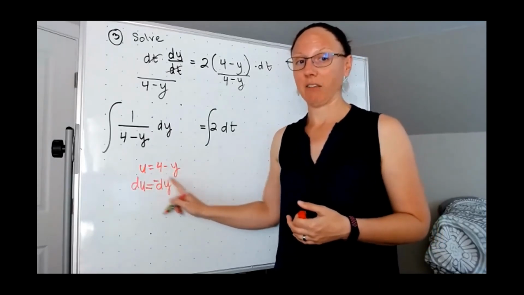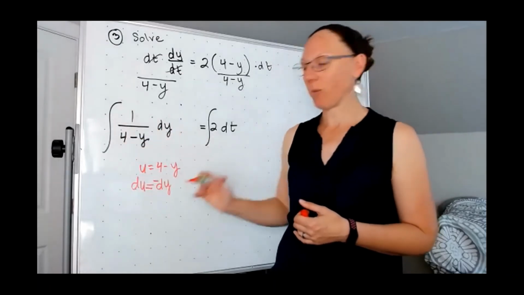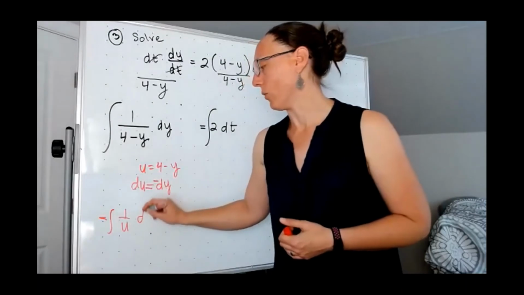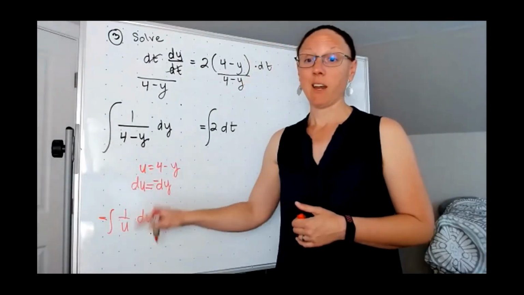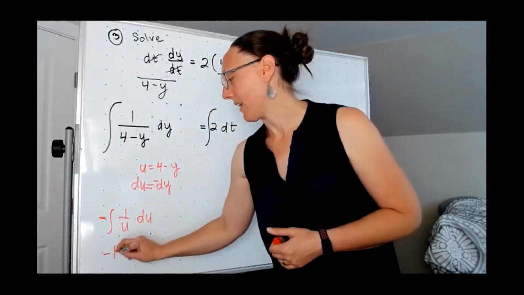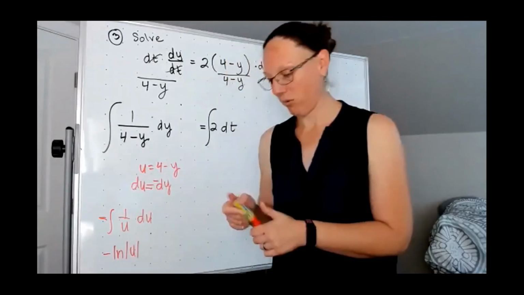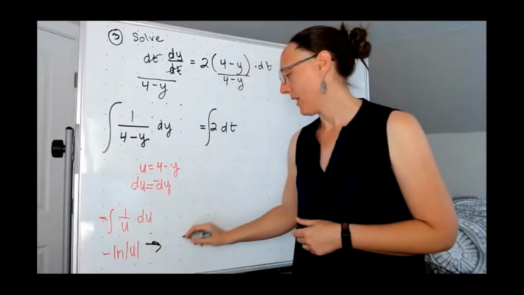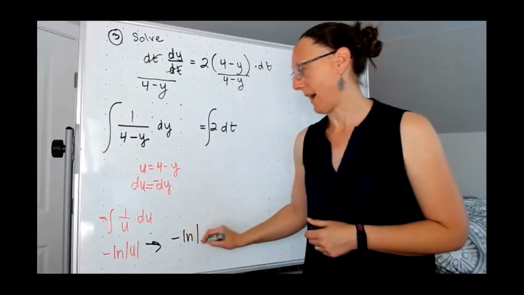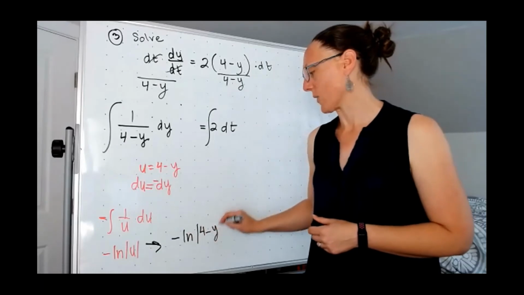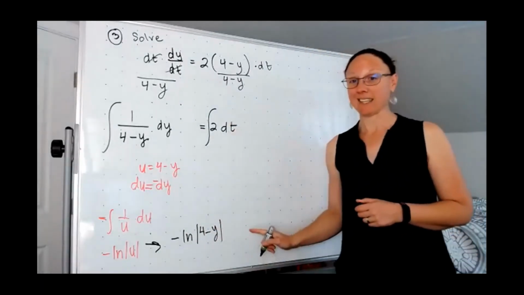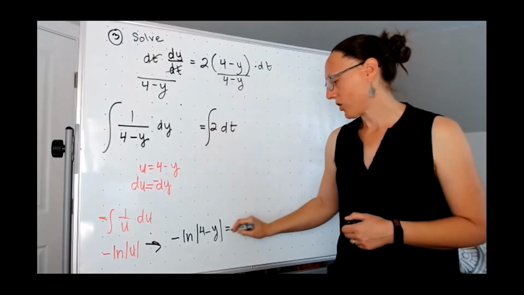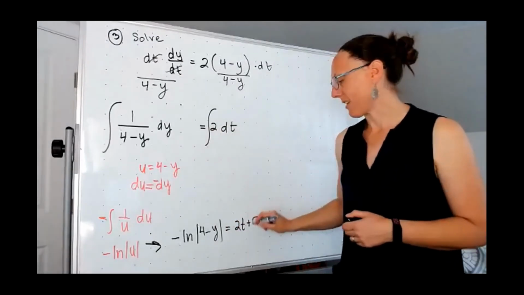So I'm going to have negative dy, which means that when we rewrite this from u sub, we end up with negative 1 over u du. Then I'm ready to integrate, and end up with negative natural log absolute value of u, which is going to turn back into negative natural log absolute value of 4 minus y. On the right-hand side, if we integrate 2 with respect to t, we should get 2t plus a constant.